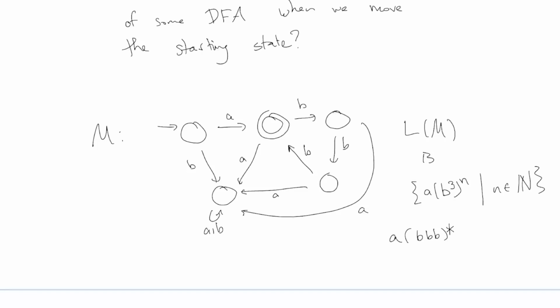I suppose you could write this as a regular expression if you wanted to. It would be that, right? These are all equivalent. It starts with an A, and then you have to do 3 B's at a time in order to be accepted. All right. And now, that's what we start with. What happens if we move the starting state? Let's say instead of starting here, I start over here at the accepting state.